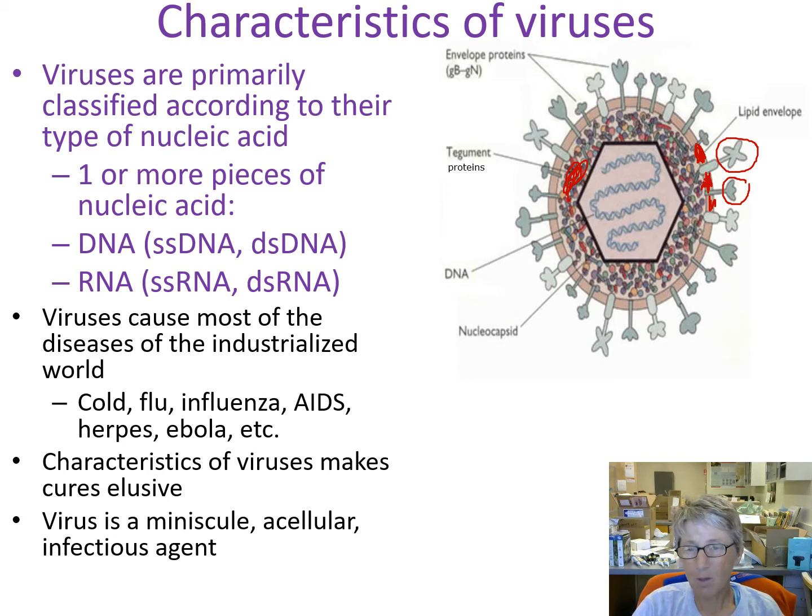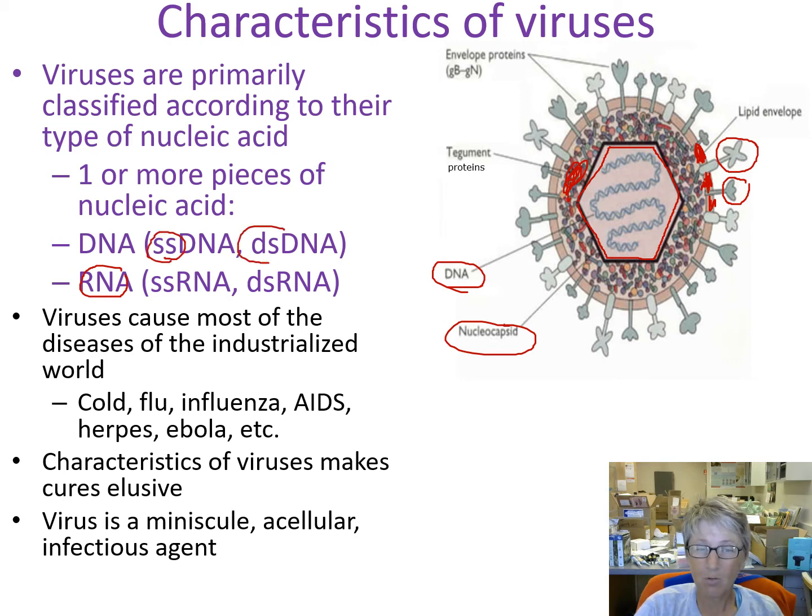And then deep to the lipid envelope, you have this whole area called the tegument, which is full of proteins. Deep to the tegument, you have this thing called a nucleocapsid or a capsid. It's the same thing, a capsid or a nucleocapsid. It just holds the nucleic acid inside. And in this cartoon, the nucleic acid happens to be DNA. But it could also be an RNA virus. So you could be a DNA virus or an RNA virus. And then within those two categories, you could be a single-stranded or ssDNA virus, or you could be a double-stranded or dsDNA virus. Same thing for RNA. You could be a single-stranded RNA virus or a double-stranded RNA virus.